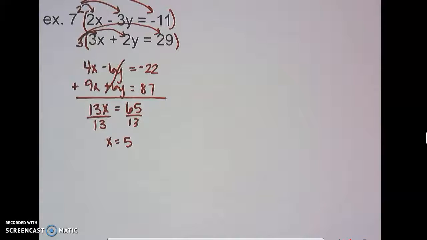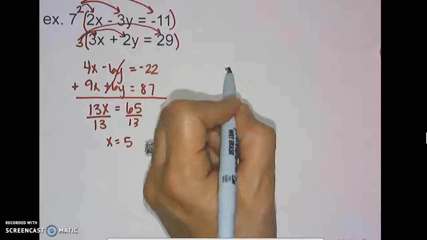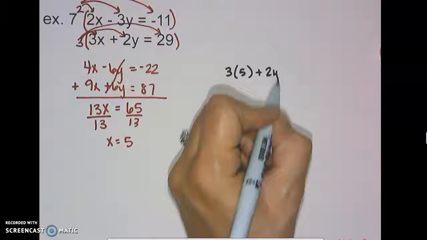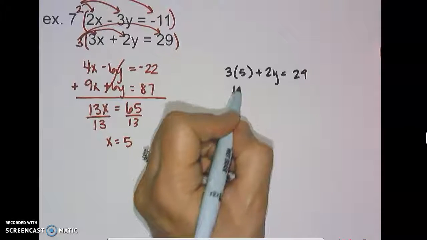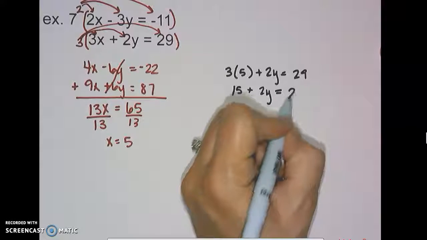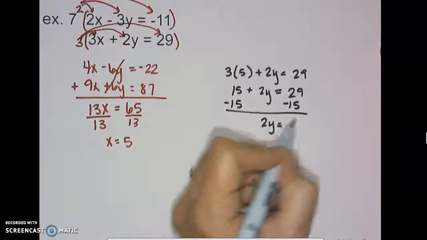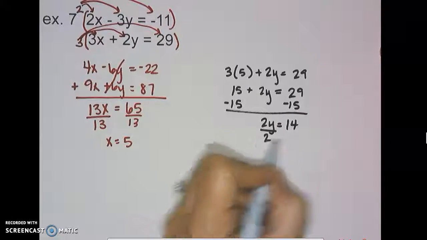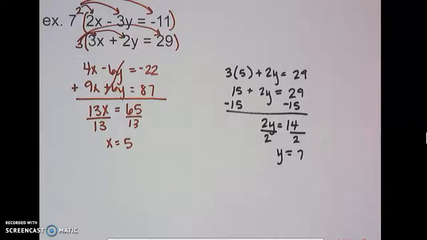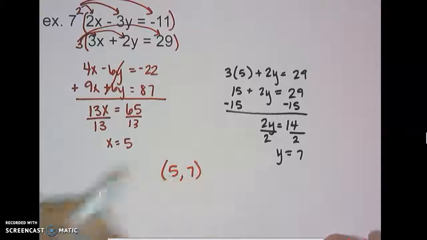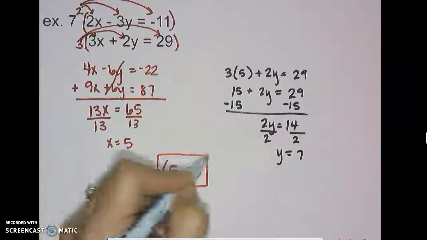Once we have that information, we're going to take that and plug it back into one of the original equations. So let's plug that into the bottom equation this time. So we have 3 times 5 plus 2y equals 29. That means we have 15 plus 2y equals 29. So subtracting 15 on both sides, we get 2y equals 14, or y equals 7. So (5, 7) will then be our solution, because x should come first and y should come second. Okay?